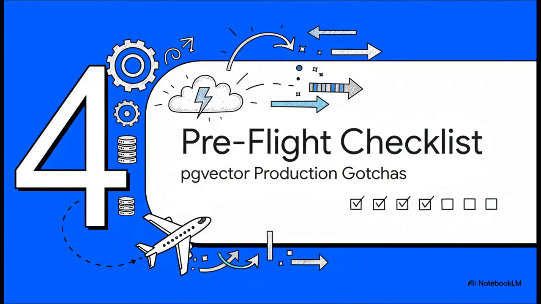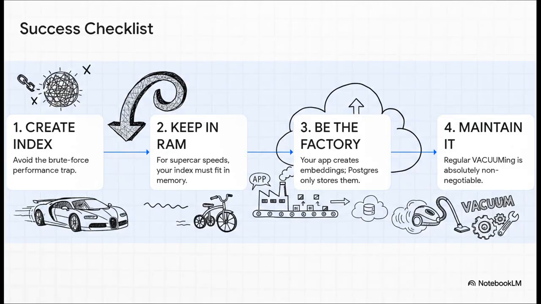Okay, so you've decided to go with Postgres. Awesome choice. But before you take off, we need to go through a pre-flight checklist. These are the critical gotchas you've got to know about to avoid some serious turbulence when you hit production. All right, let's break these four down because they're super important.